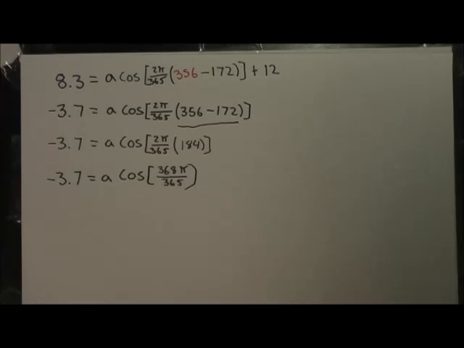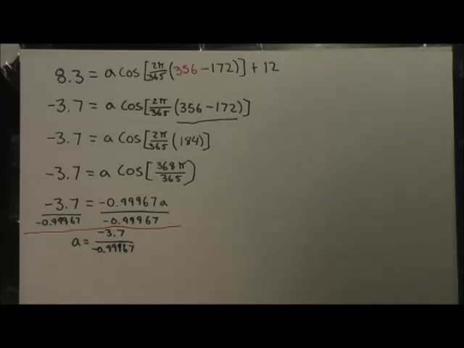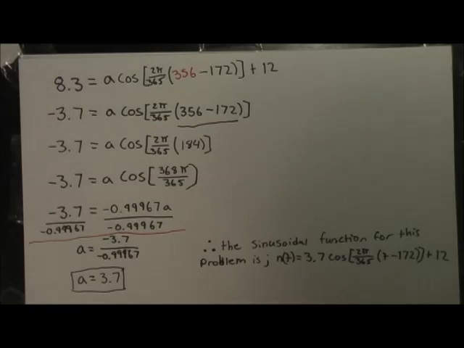After multiplying our two values inside the bracket, I have now reached the equation negative 3.7 is equal to a cos bracket 368 pi over 365 bracket. To reach this next line, I have taken the cos of 368 pi over 365. The next step to solve for a is to divide both sides by negative 0.99967. After dividing both sides of the equation by negative 0.99967, I have determined that the a value for this equation is equal to 3.7.